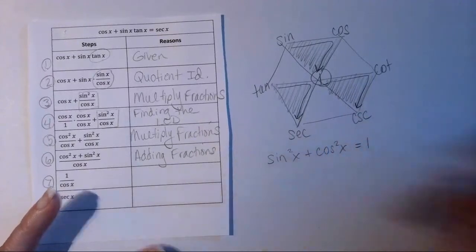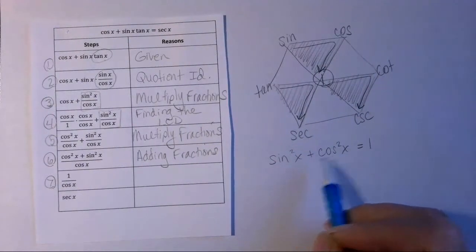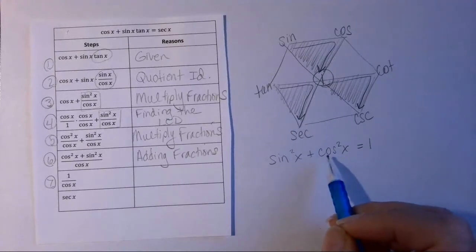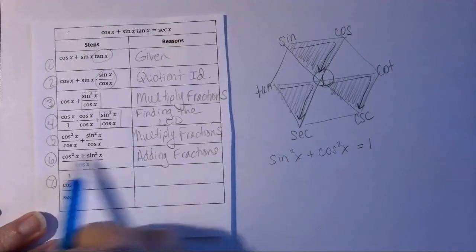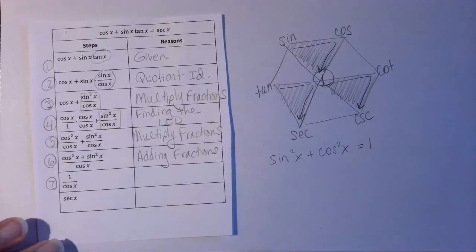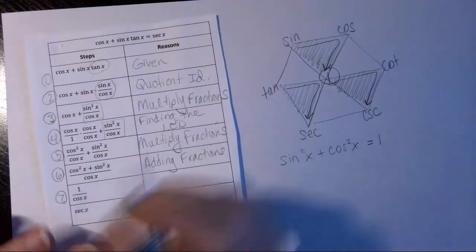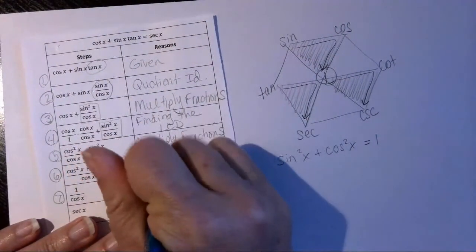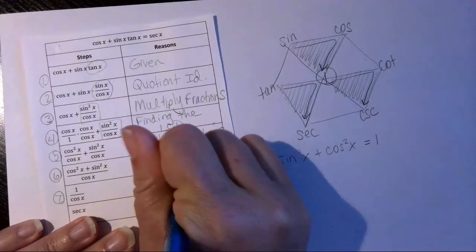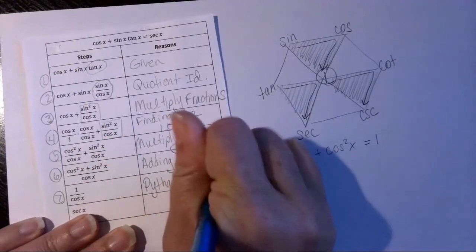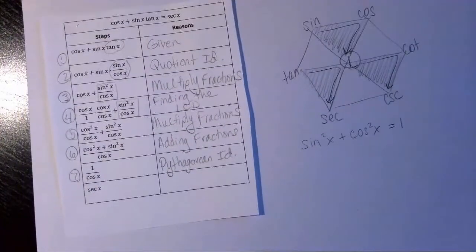And since addition is commutative, sine squared x plus cosine squared x is exactly the same value as cosine squared x plus sine squared x. So they're both going to be equal to 1, and we can list Pythagorean identity as our reason for step 7.